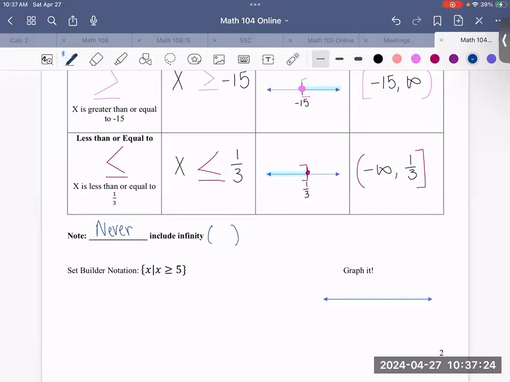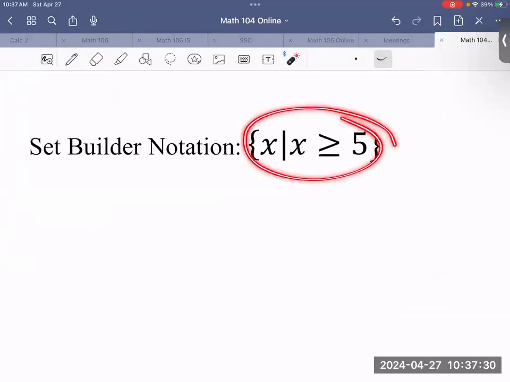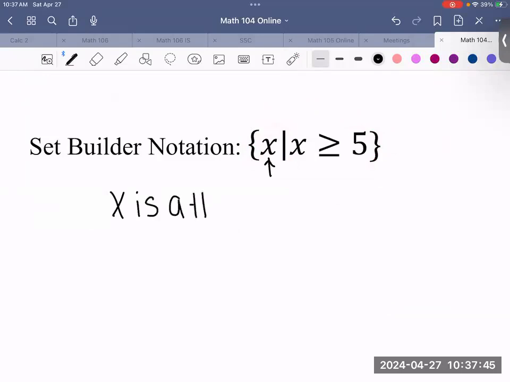So now let's talk about set builder. You might see something like this in the future. This is set builder notation. It's basically your inequality notation, just with an added bit. This says X is a number. So that portion here is very basic. It is just defining that X is a number.